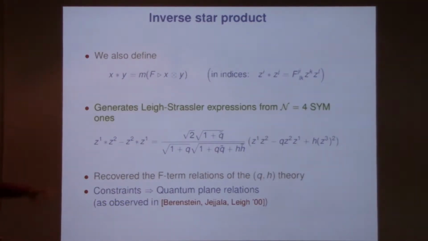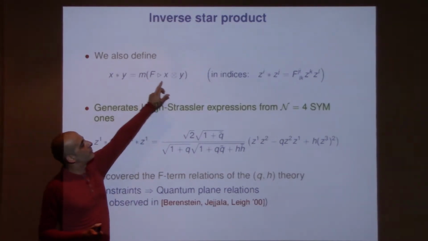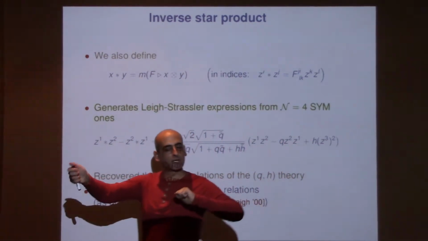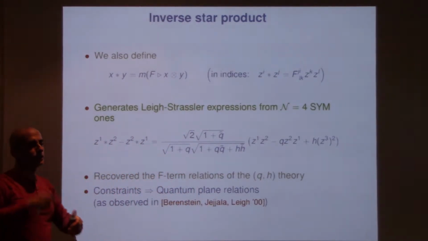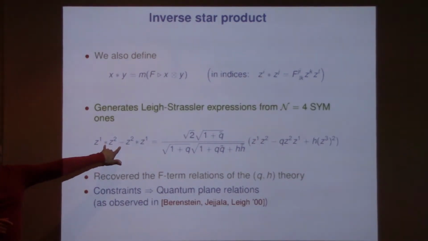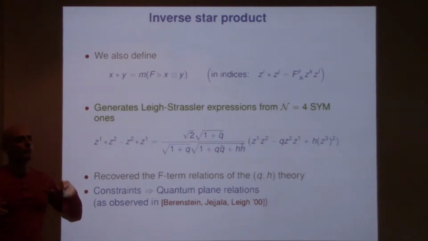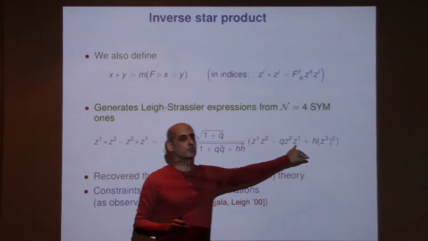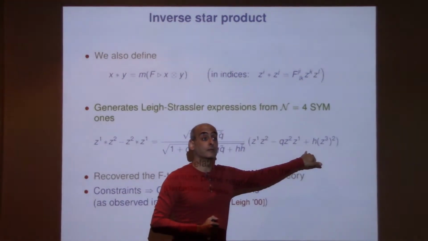And you can also define the inverse of that, where you put an f instead of f minus 1 here. Basically, you can switch around. You can take an expression without a star product and add one, or you can go the other way. What this inverse star product does is you take an expression which makes sense in n equals 4, z1, z2 minus z2, z1, some expression, and you put a star product, and what comes out is an expression which makes sense in the Leigh-Strassler field.